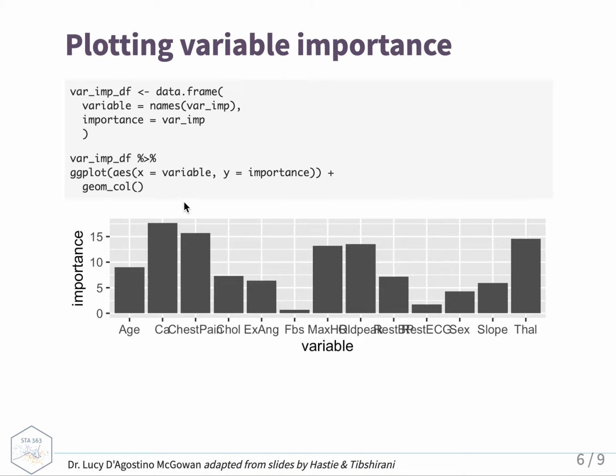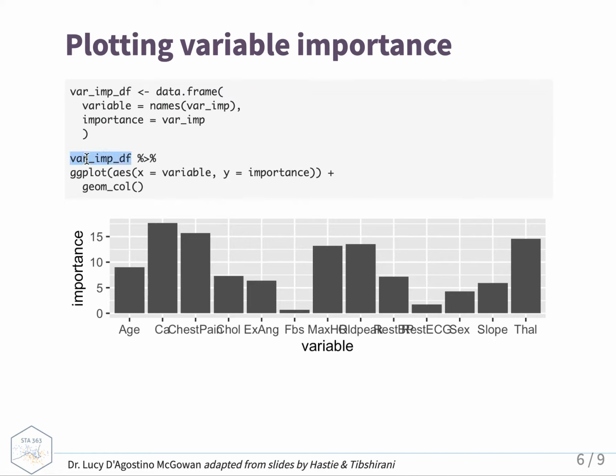And so I can stick this into a data frame. I've got a data frame where I name a variable called variable, which will be the names of this varimp output, which is just a vector. And then I can set the importance to the values from that varimp vector. I'm just putting that data into a data frame, because ggplot likes to plot things from a data frame.